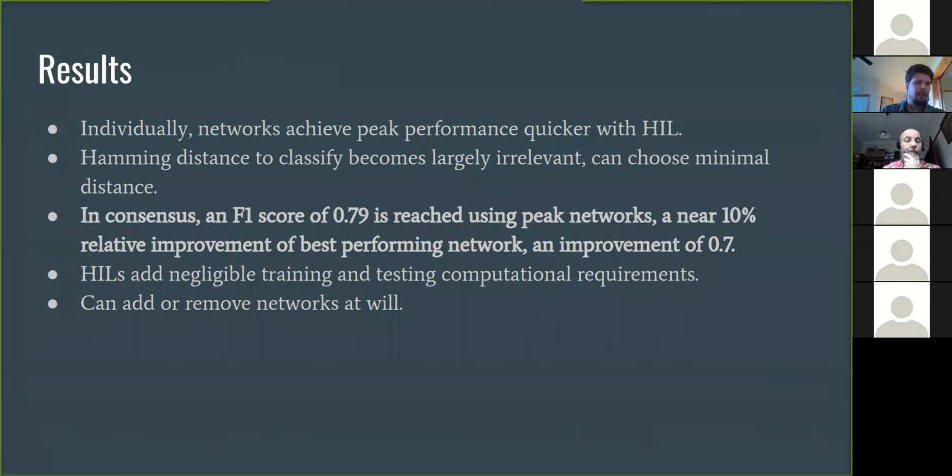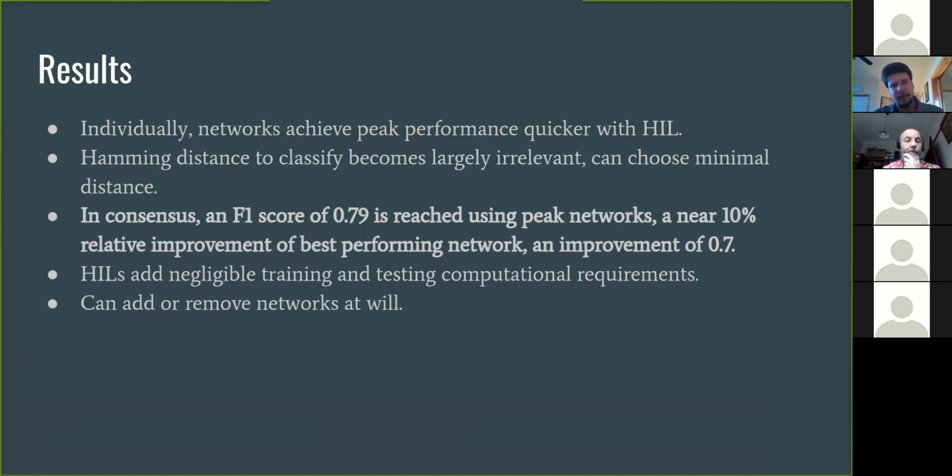which is interesting. But then the more interesting thing is when you use the consensus architecture, you actually improved almost 10% relatively from the best network for free by integrating all of them. The hyperdimensional inference layer literally adds no computational requirements in addition to what you would need to run these convolutional networks. They're pretty expensive networks, to be honest. They're quite heavy considering what they do.